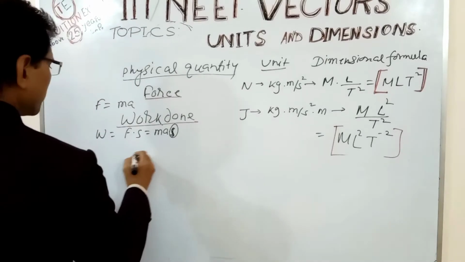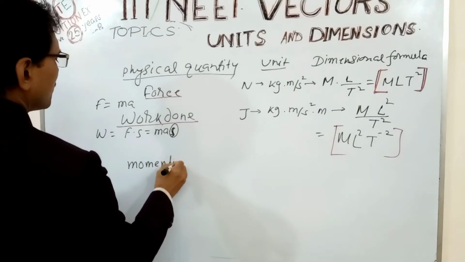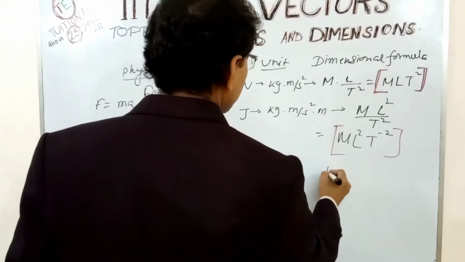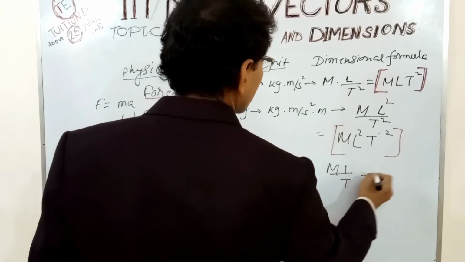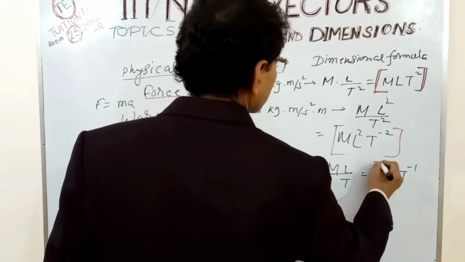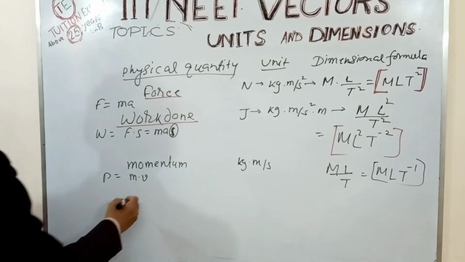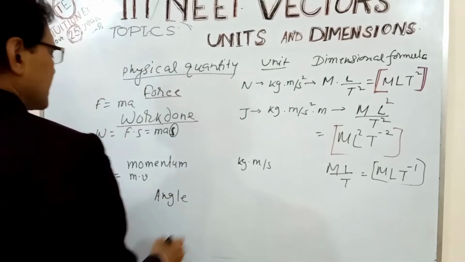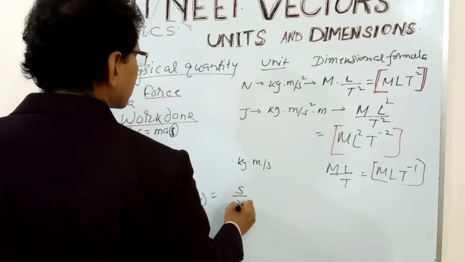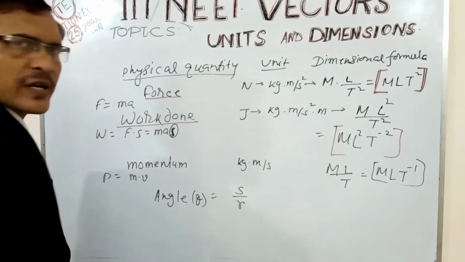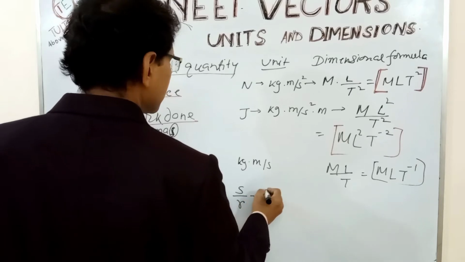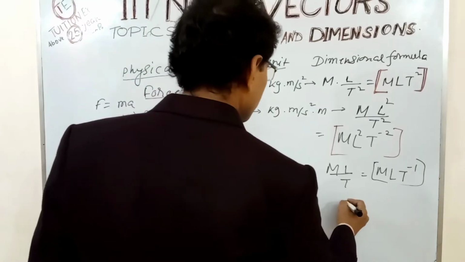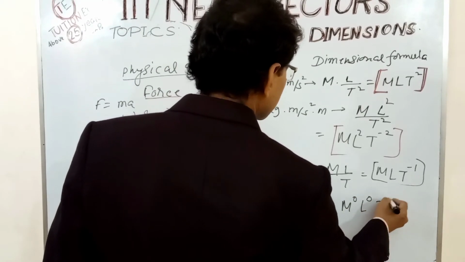Suppose momentum. Momentum means mass into velocity. So kg is M, and meter per second is L by T, giving M L T to the power minus 1. This is written within square brackets. Now, what is the dimensional formula of angle? Suppose any angle theta. We know theta equals s by r, the ratio of two lengths, where s is length and r is length, so angle is dimensionless. So this is written as M to the power 0, L to the power 0, T to the power 0.